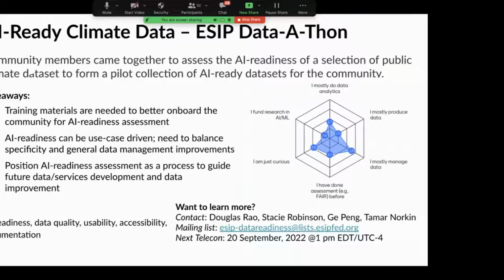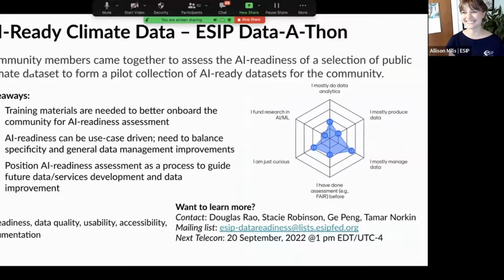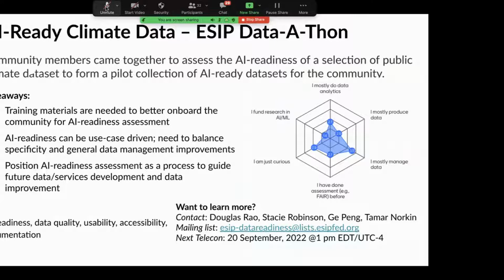Thanks, Allison. And here I hope you don't hear any noise from the airport. But today I'm talking about the session we lead as a mini data-a-thon, that's AI-ready climate data. And the whole goal is to bring committee members together to assess the AI readiness of a selection of the public climate data set to form a pilot collection of AI-ready data sets for the community.